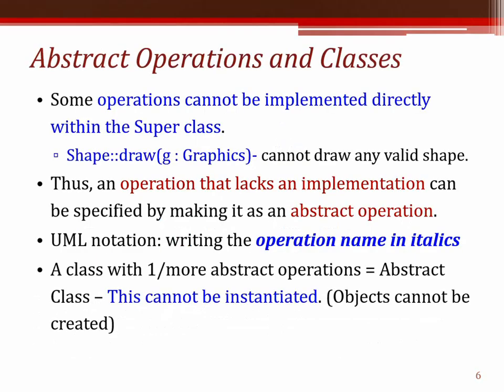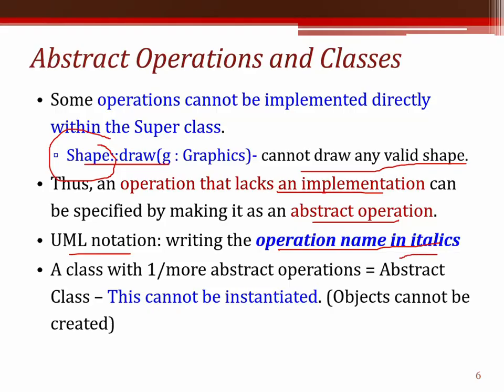Sometimes a superclass cannot provide a meaningful implementation for certain methods. For example, a draw function for the Shape class, that is the superclass, cannot draw a generic shape, which is not at all possible. Thus, an operation that lacks an implementation, where an implementation cannot be written, is called an abstract operation. In UML, we write such an abstract operation with the operation name in italics. A class with one or more abstract operations is called an abstract class, which cannot be instantiated. That is, an object cannot be created for such classes.